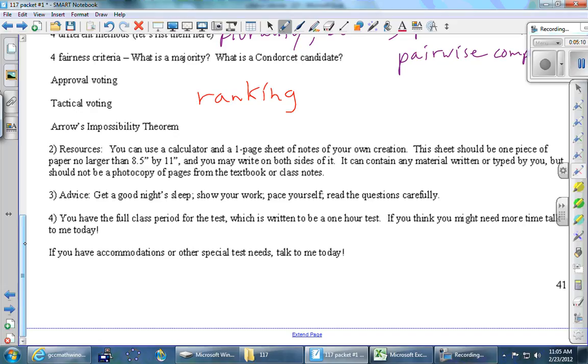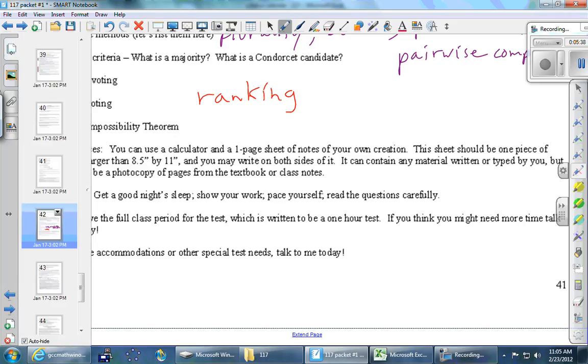You can use a calculator and one sheet of paper, no larger than letter size, and you may write on both sides of it. It can't contain any material written or typed by you, but should not be a photocopy of the textbook or class.